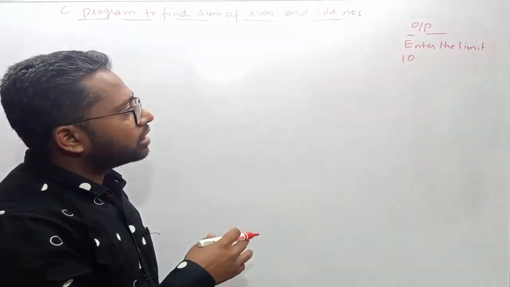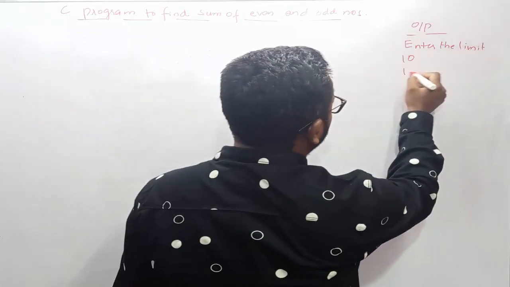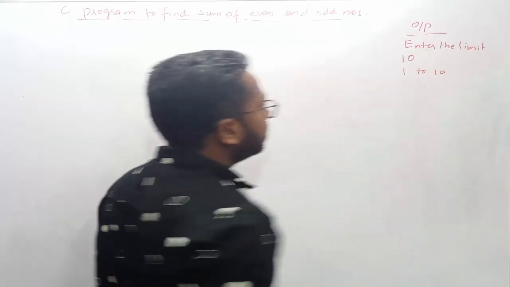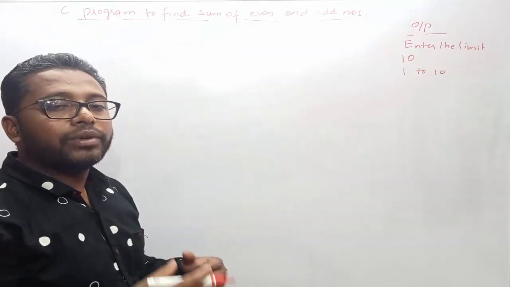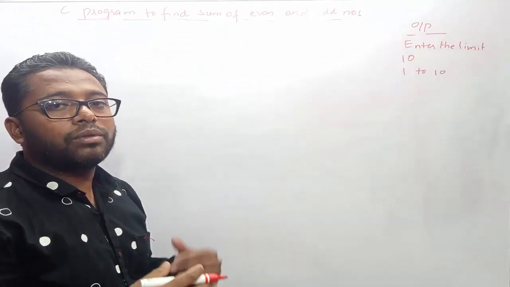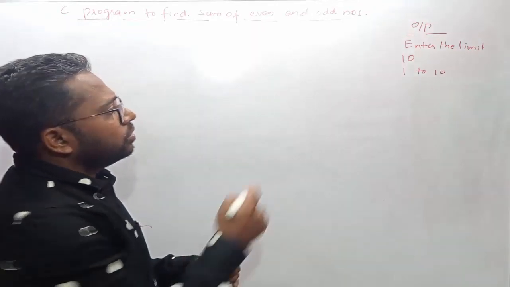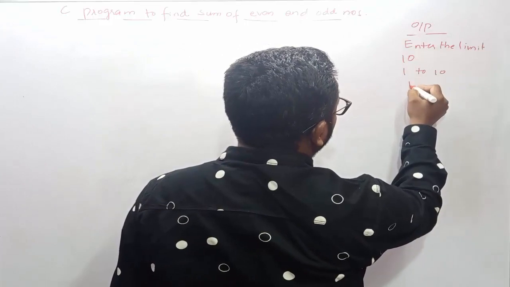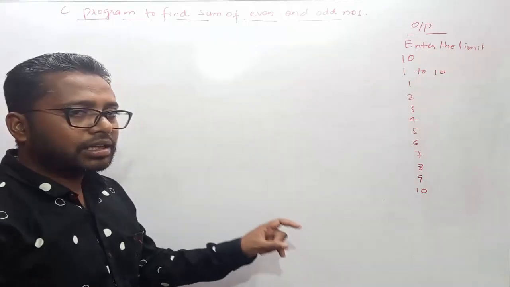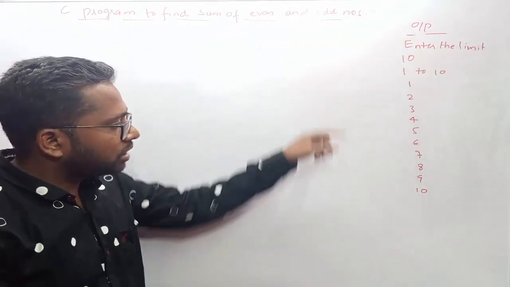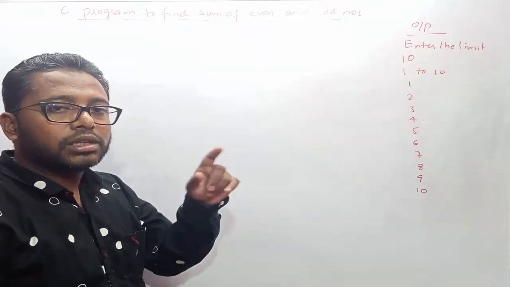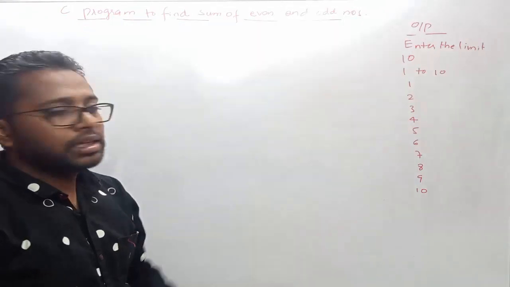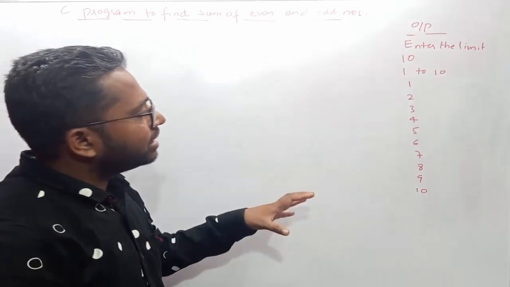Now I need to check within this range of 1 to 10 what is the sum of even numbers and what is the sum of odd numbers. So within this range I have the numbers. I need to find the sum of even numbers from this range and also the sum of odd numbers within this range. Now just look at this output.